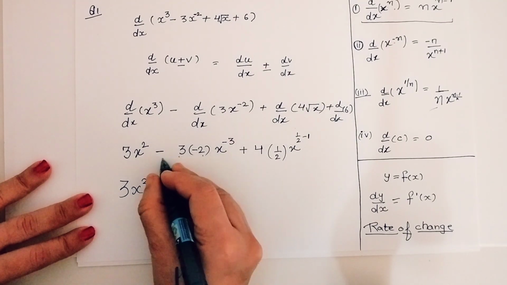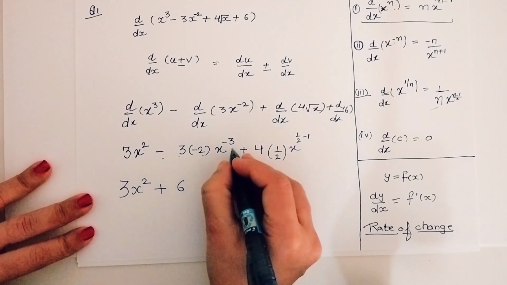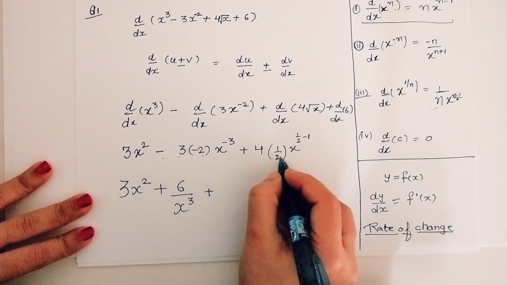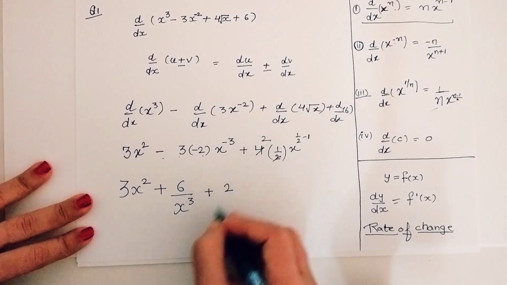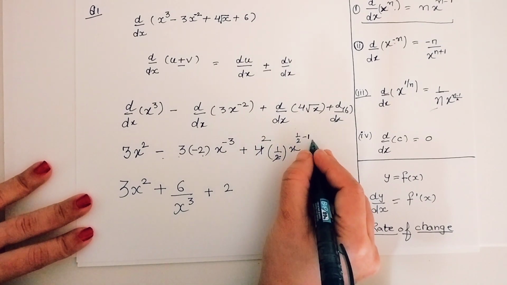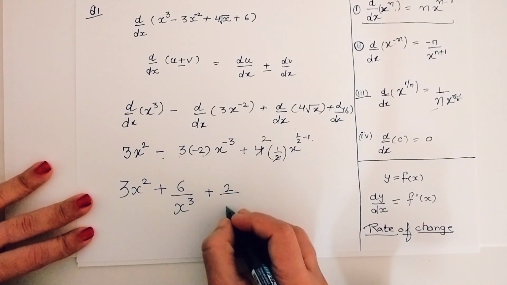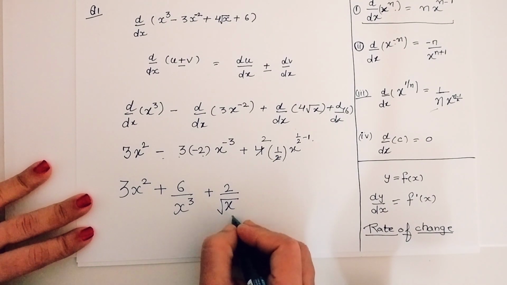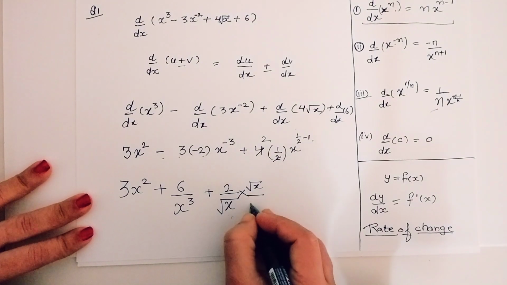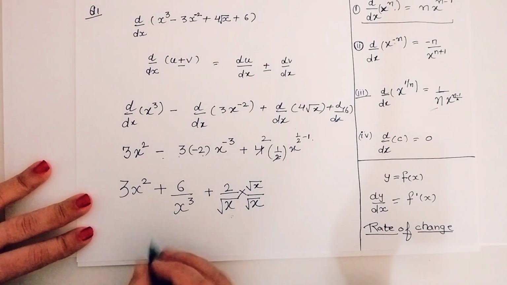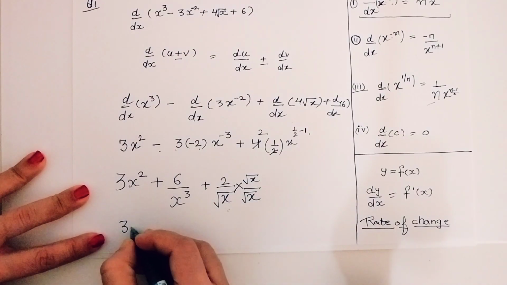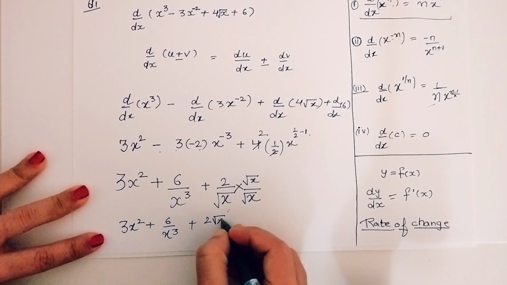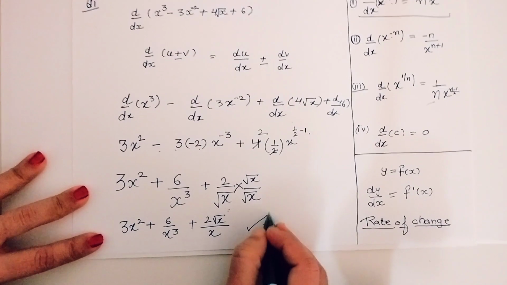3 into 2 is 6, minus minus is plus, so we get 6. We can write it here: 6 upon x cube plus, we can cancel it, this is 2, this is x raised to power 1 by 2 minus 1, which is minus 1 by 2. So we write it here under root x, and whenever we get under root x in the denominator, we just take it along. So you will get 3x square plus 6 by x cube plus 2 under root x by x, which is the answer.